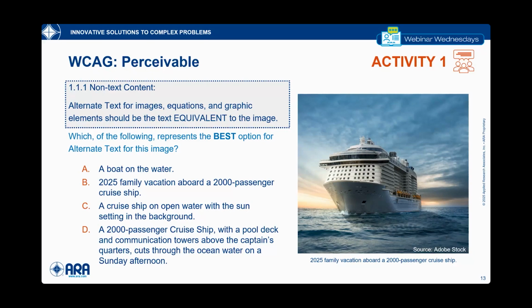The best answer for this would be option C. And it looks like most of you got that right. So option A is vague and doesn't provide much detail. And option B is repetitive. It includes some of the same information that you see in the caption. Option D provides additional background information or details that are not actually a part of the visible image. So that makes option C the best of the ones that are shown.